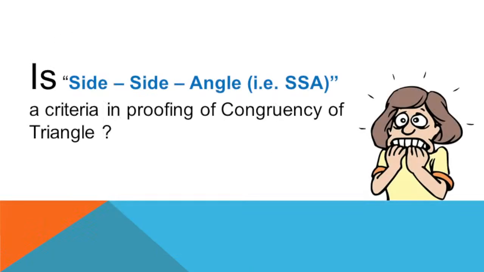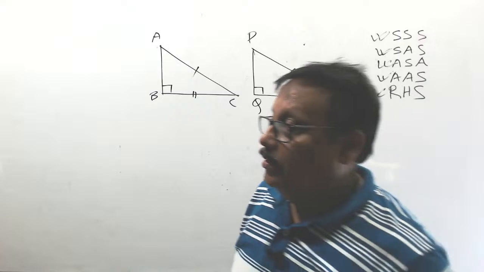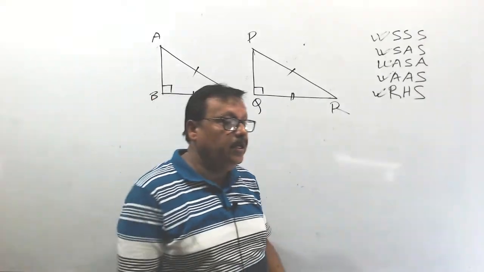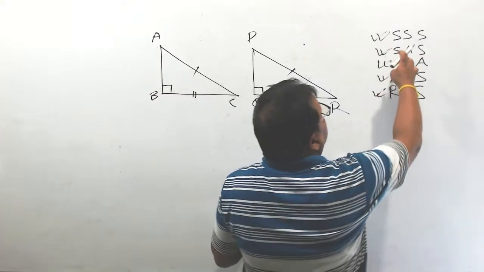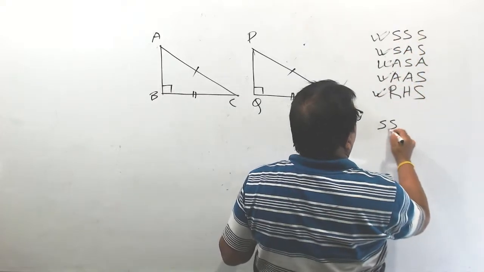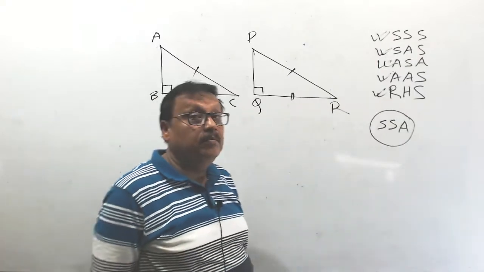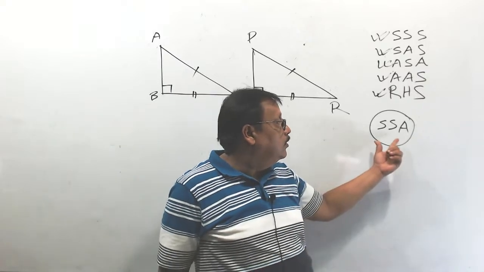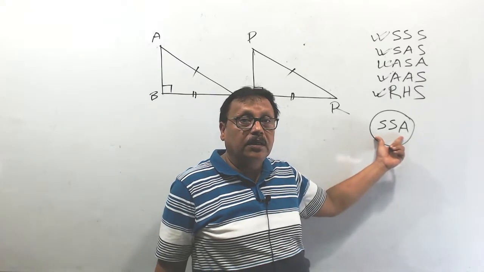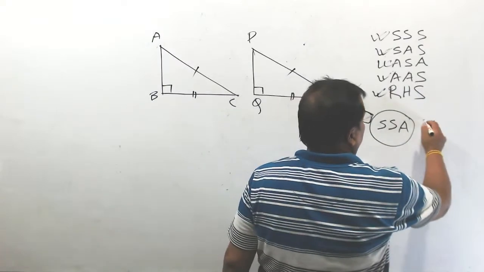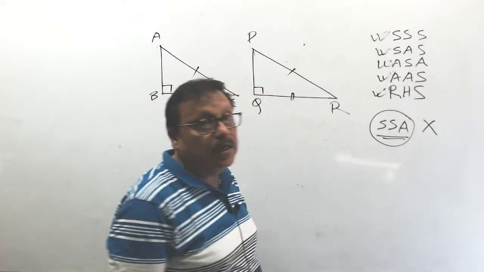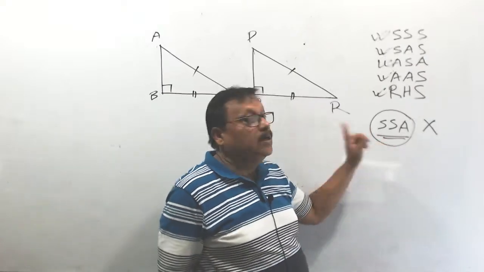This question is side-side-angle. Have I shown the side-side-angle as a criterion for proving the congruence of triangles? Have you seen it anywhere? In some books, I have seen it used, but it is not true. It is not possible. It is wrong. By using this property, you can't tell two triangles are congruent.